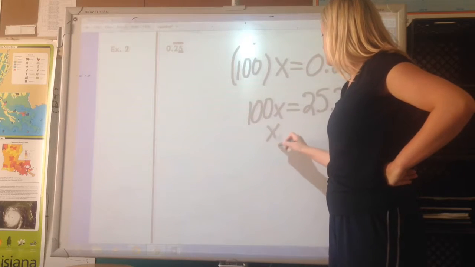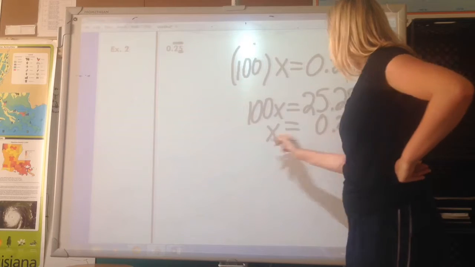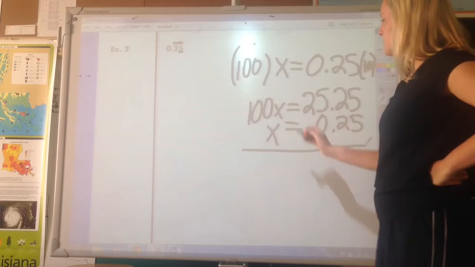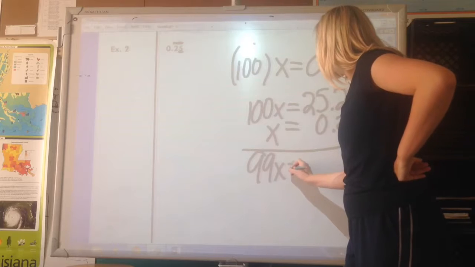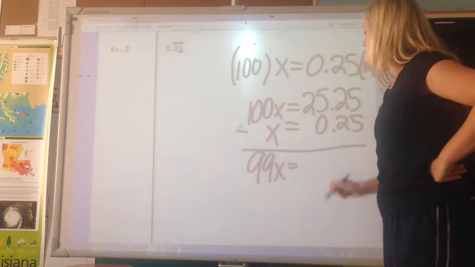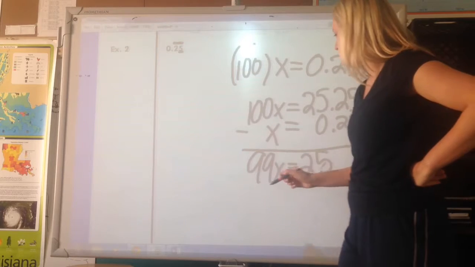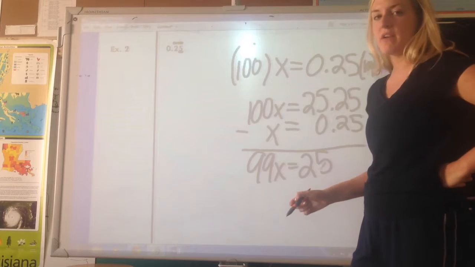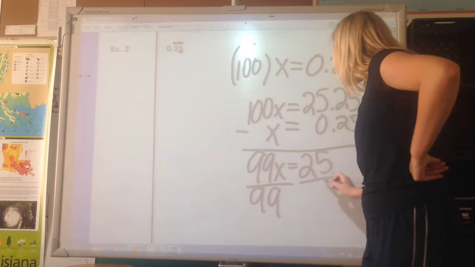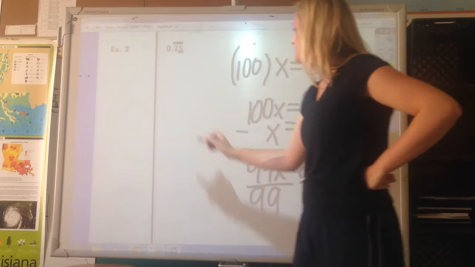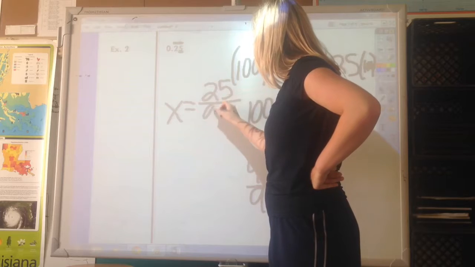And then my process is the same from there. I subtract my original equation from my new equation. So 100x minus x is 99x. 25 minus 0 is 25, and then 25 minus 25 is 0. So I'm left with 99x equals 25. At this point, all I have to do is solve for x. So I divide both sides by 99, and that leaves me with x equals 25/99.